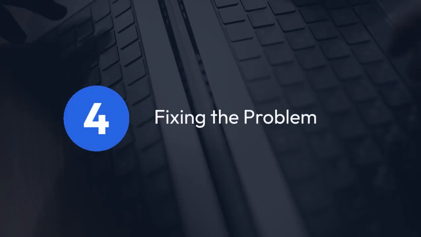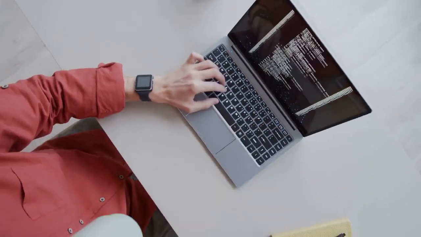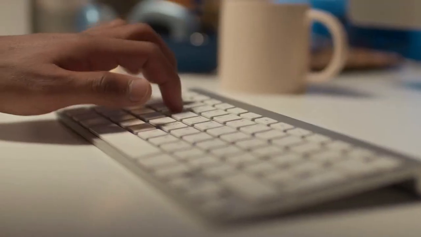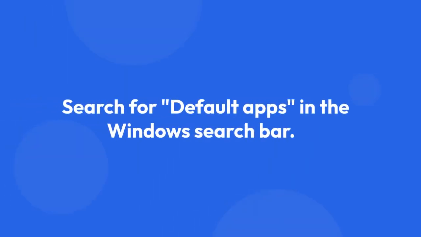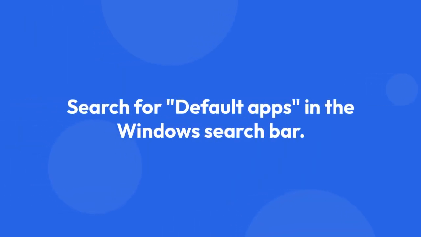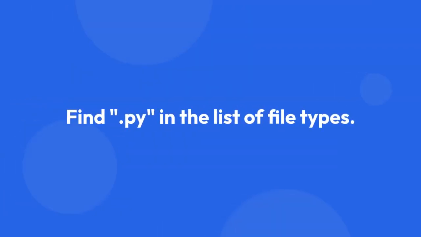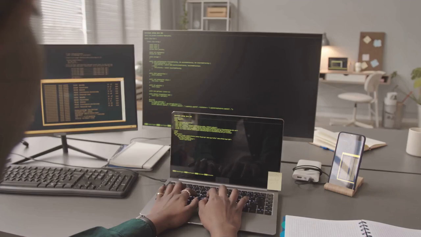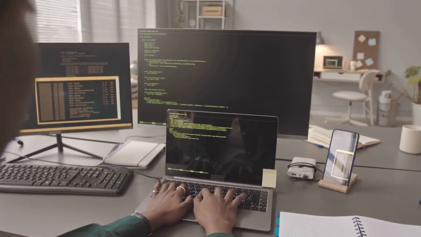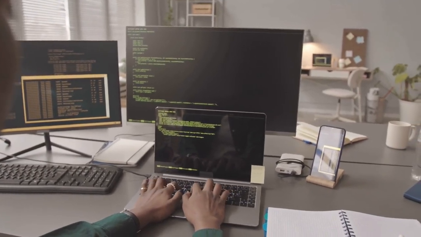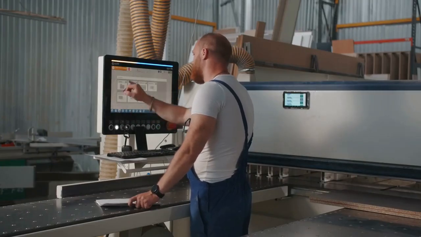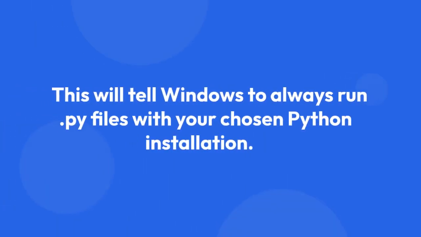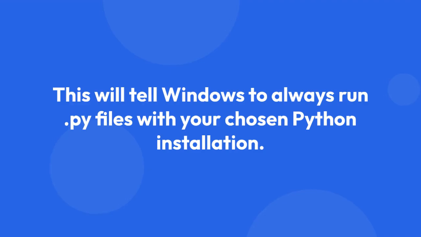4. Fixing the problem. Thankfully, this is usually an easy fix. You can manually reset the file association in Windows settings. To do so, search for default apps in the Windows search bar. Find .py in the list of file types. If it shows Microsoft Store or something other than your Python executable, click on it and select your preferred Python interpreter from the list of available applications. This will tell Windows to always run .py files with your chosen Python installation.